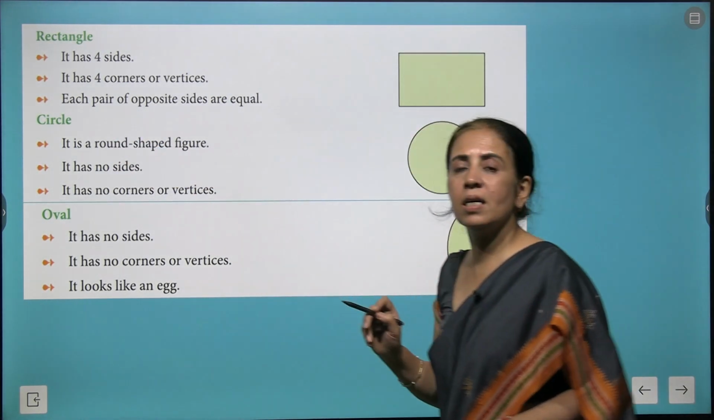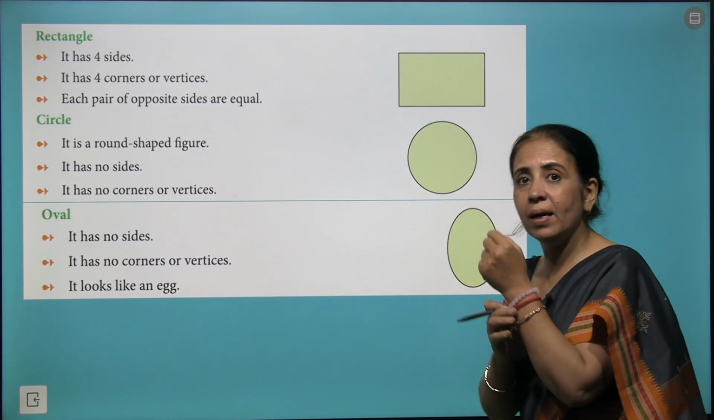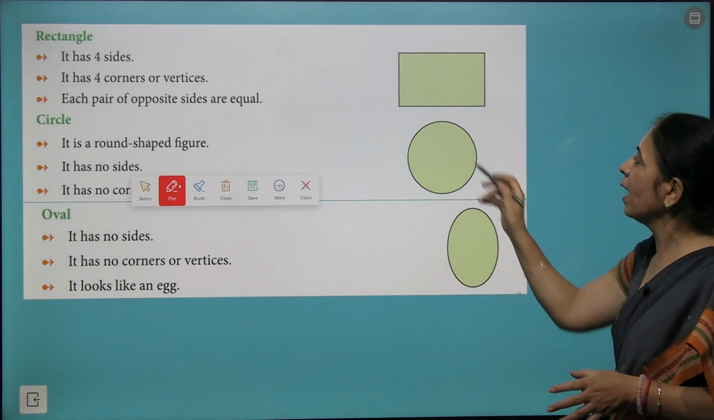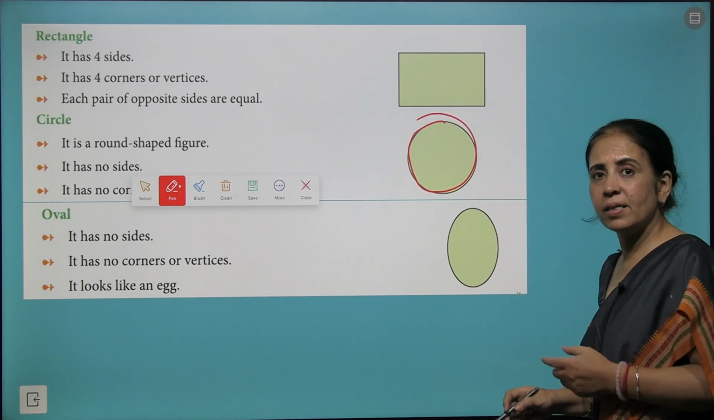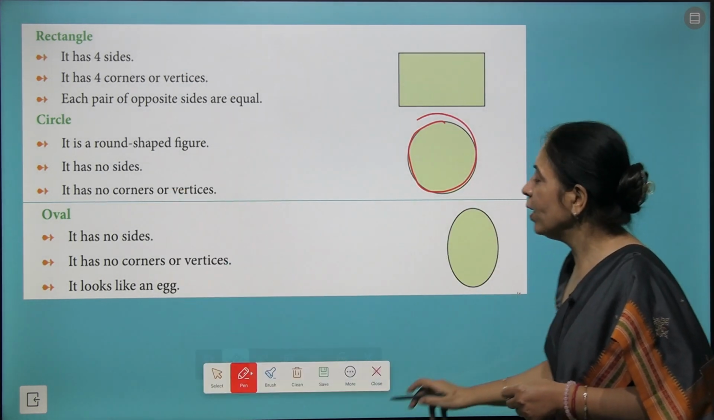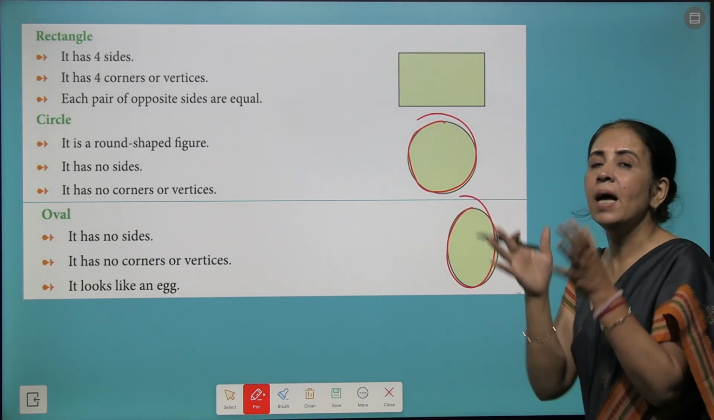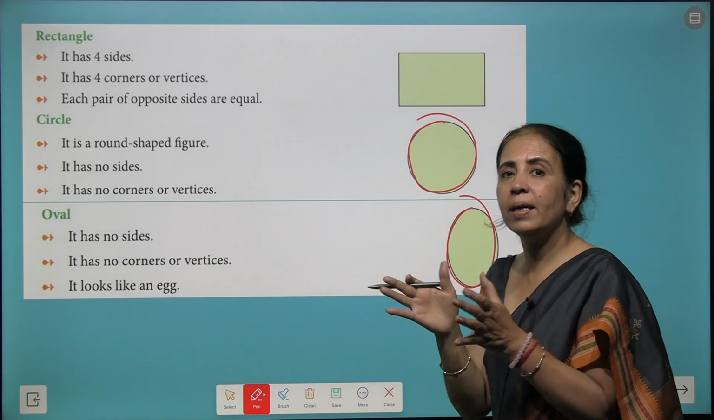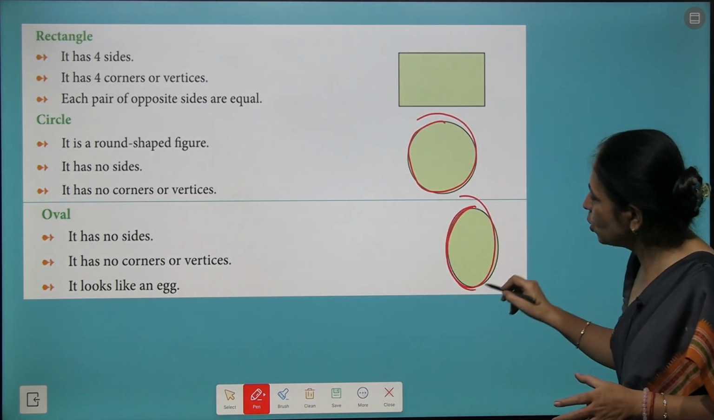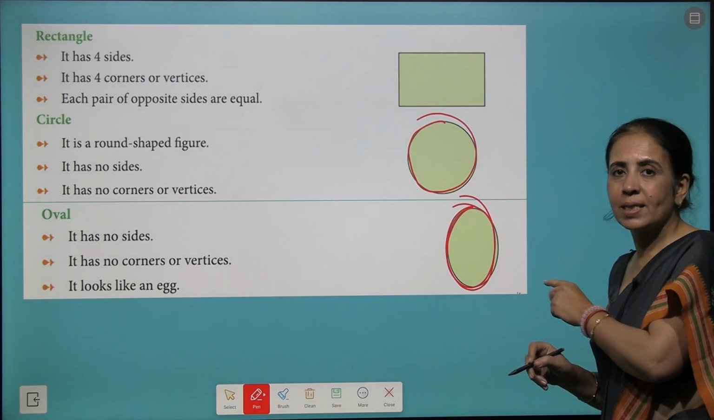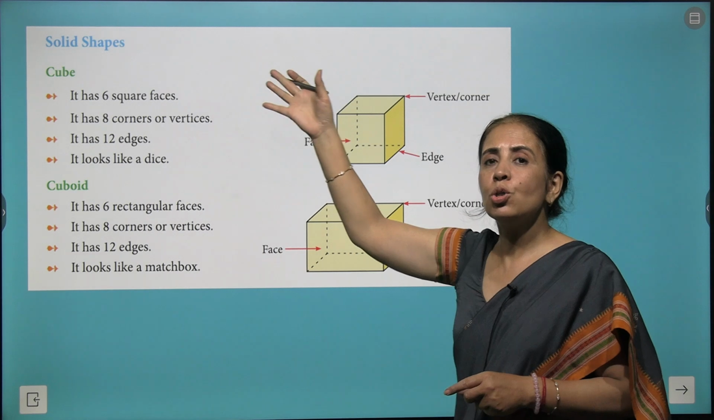Then we take circle. A circle is a round shaped figure like a bangle, yes, and every time we say that a circle doesn't have any side, it doesn't have any corner. And when you see oval shape, children, an oval shape is an egg-like shape and it is a squashed circle. So we say it has no corner and it looks like an egg. Moving ahead, now we come to solid shapes.